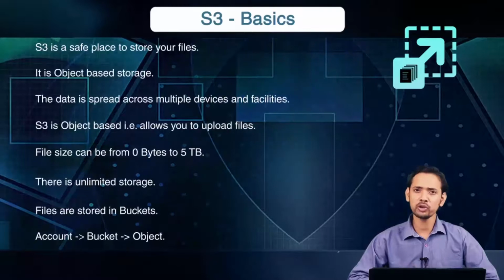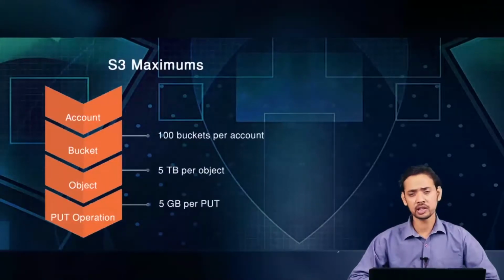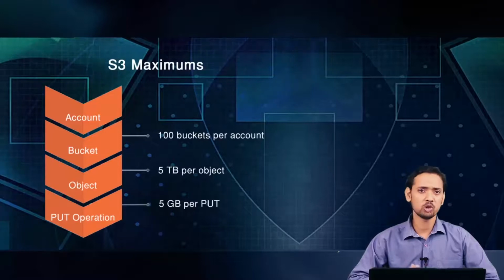So to upload your files, you can use the put operation or you can use the user interface directly to upload your files like you do on Google Drive or on Dropbox. At max, you can have 100 buckets on one account. If you have to increase this limit, then you might have to contact AWS support directly.